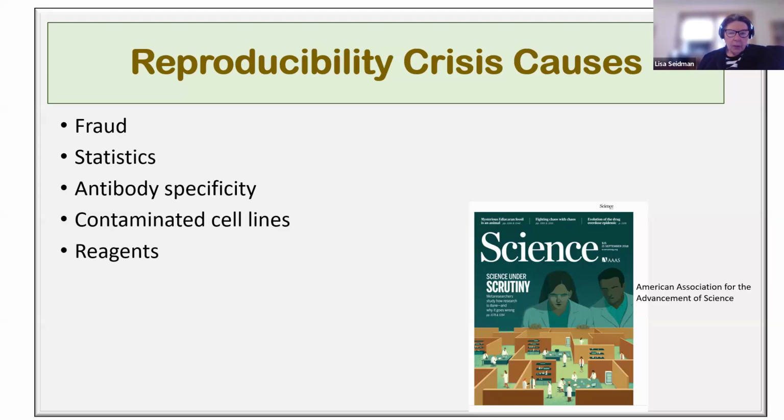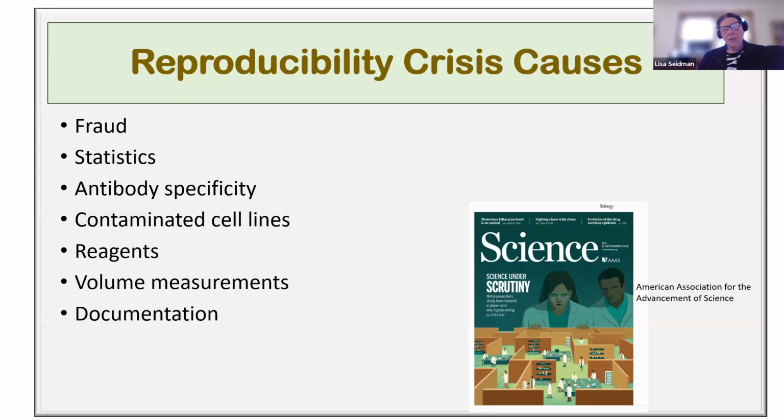Reagents we are hammering on in this manual, very important in ensuring reproducibility. Volume measurements, as I mentioned, could be really important. And of course, documentation, which we all emphasize. If you haven't documented what you're going to do, you're not going to be able to reproduce it because you don't know what it was. So I think we're really working towards helping our students to be more reproducible in their work.